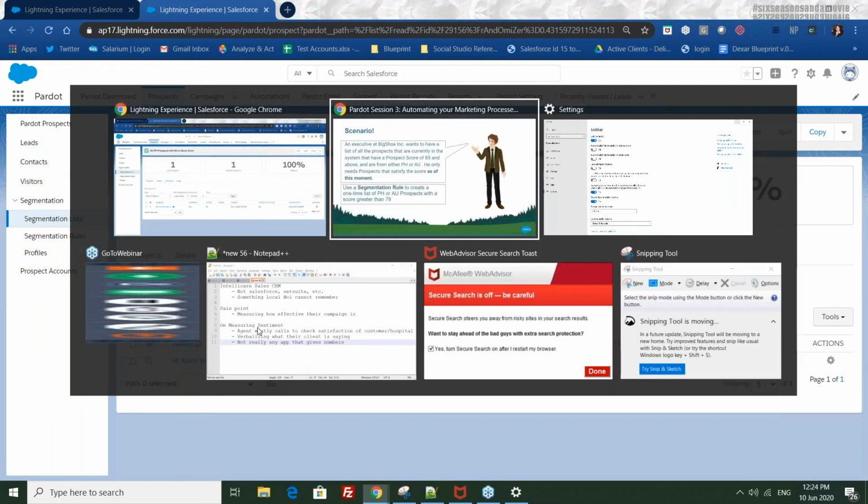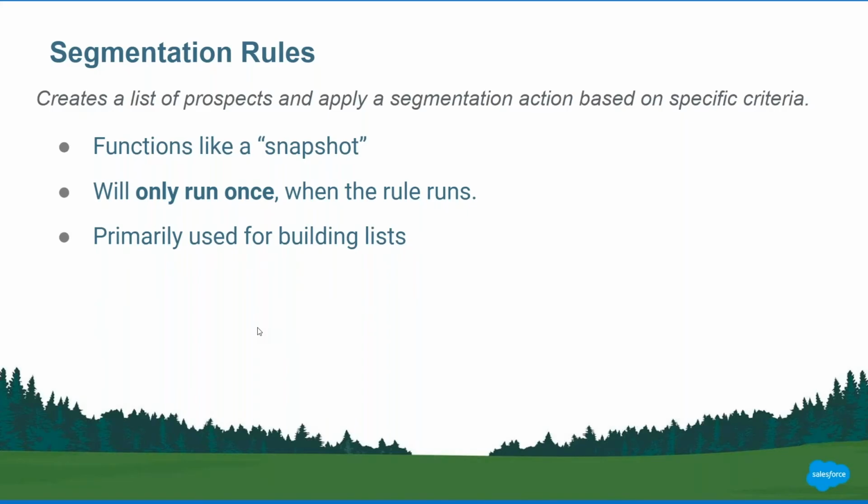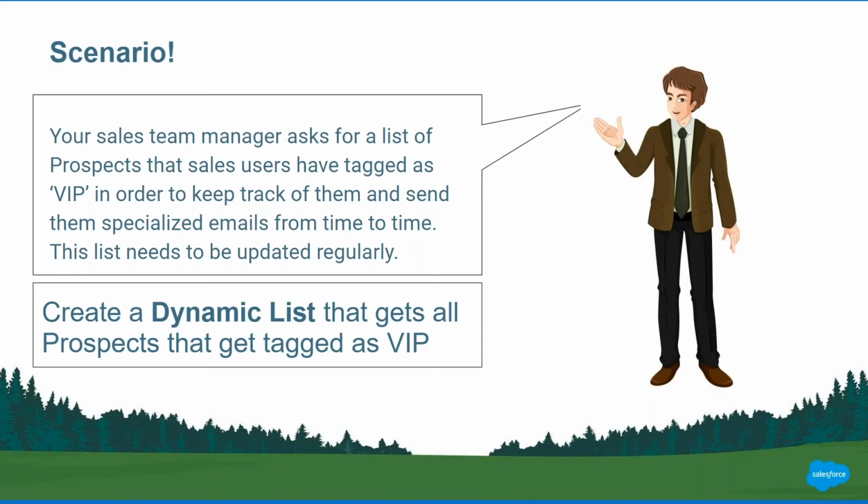So going back to segmentation rules, the only thing you should remember is that if your primary purpose is just to build lists and you only want this rule to run once, then the automation tool you might want to opt for is the segmentation rule. Okay, so that's fairly simple. It's straightforward. It's a one-time use for creating lists. Then you use segmentation rules. So let's take a look at the next scenario.